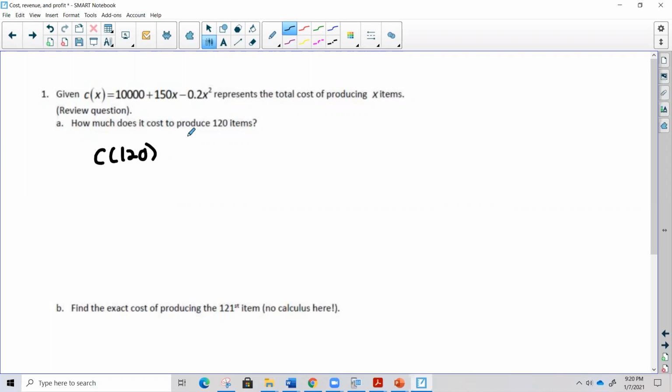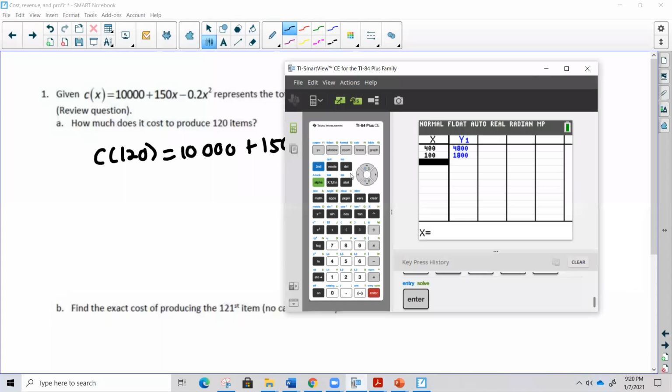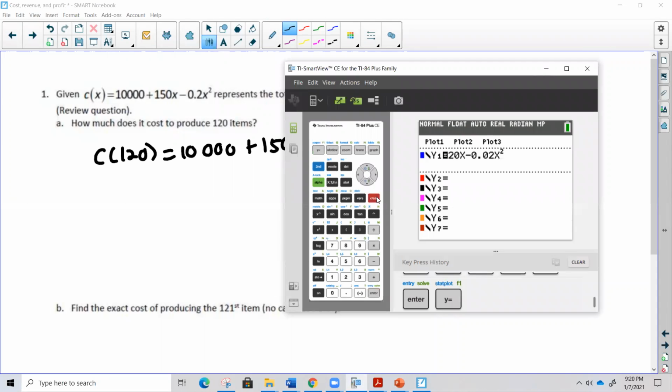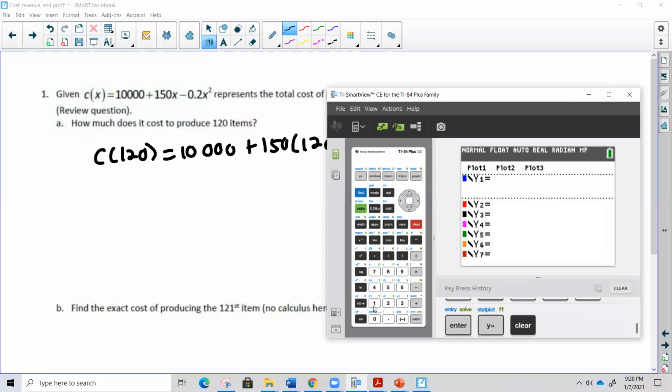Now, again, you can either plug it in or you can use your calculator and do it like we said before. So either way is fine, but if you wanted to do your calculator again, you would go to y equals, clear what you have in there, and then you would type in the function. So I would type in 10,000 plus 150, and then for x, I use this key here, minus 0.2, and then I hit the x, and then here's the squared.